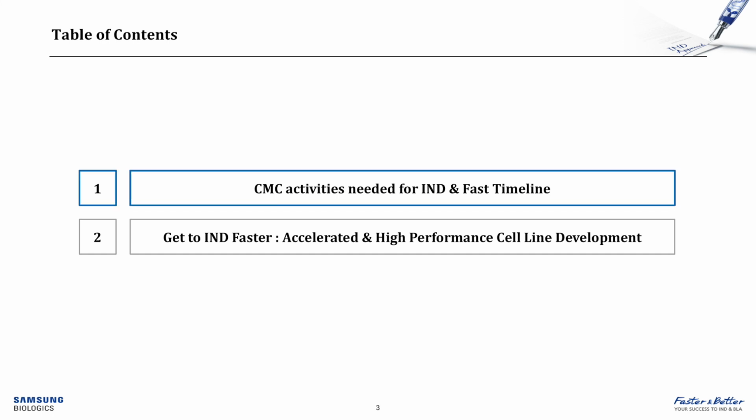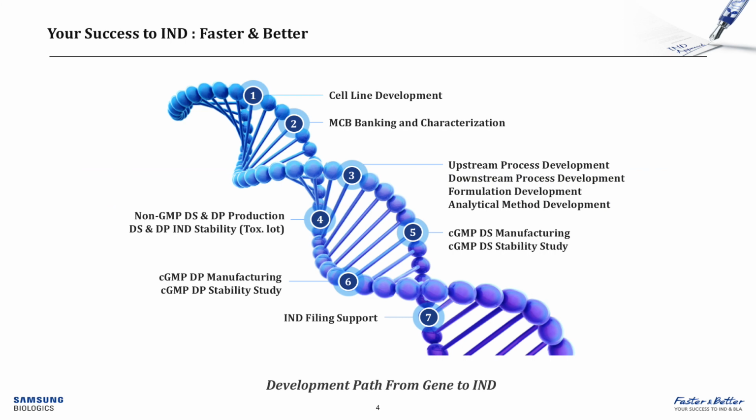All right, so next we'll move into the CMC activities needed for the fast IND timeline. Your success to IND, faster and better. The development pathway from gene to IND at Samsung Biologics starts with receipt of your gene of interest. The transfection, initiating the cell line development process, really kicks off that IND timeline. From there, we move to the MCB banking and characterization, integrated and simultaneous upstream, downstream, formulation, and analytical method development.